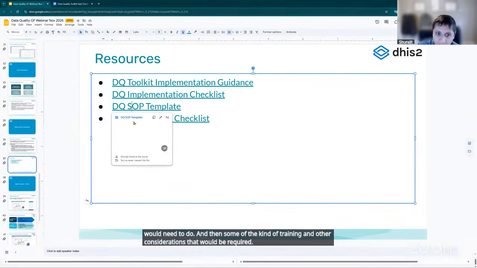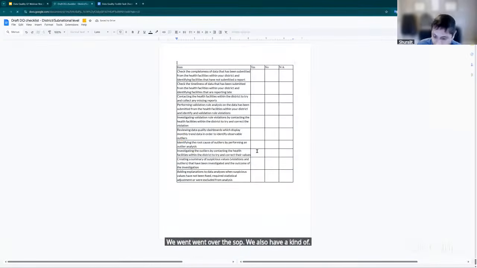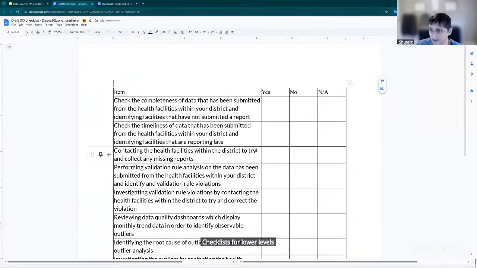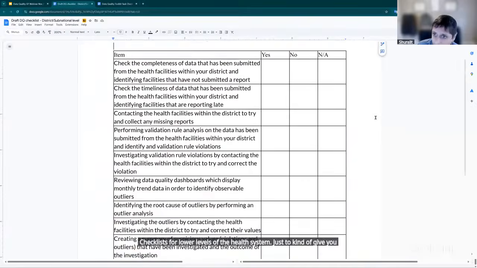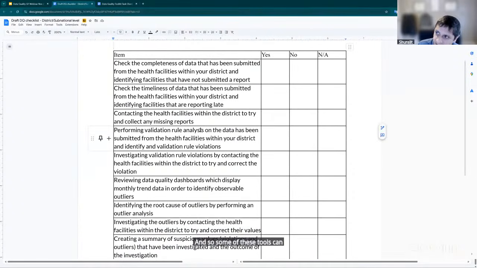We went over the SOP. We also have checklists for lower levels of the health system, to give you some idea of what they should be doing on a month-to-month basis. How can your SOP be structured to make sure they fit all this in? Is there a significant behavioral change after you do that training? Some of these tools can be quite useful and really highlight the extent of what you need to do.